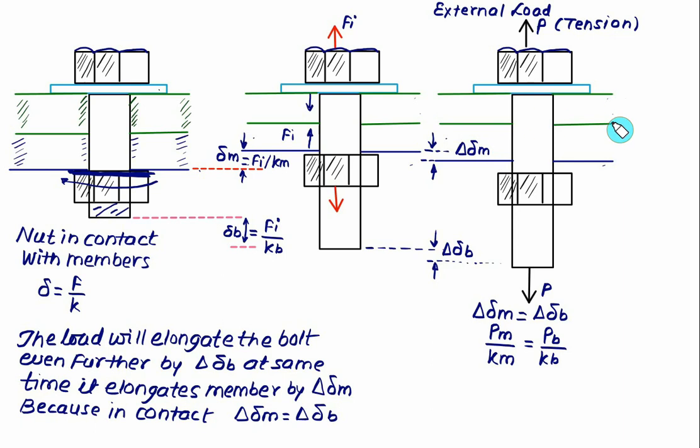I will show here the equivalent figure. So we can represent here one spring for the bolt, one spring for the member, that is equal to Km, and here we have applied the force P. So this is again an external force P applied, which is in tension. Because of this there is an equal deflection of both. So this value is equal to delta of bolt, and this value is equal to delta of material.